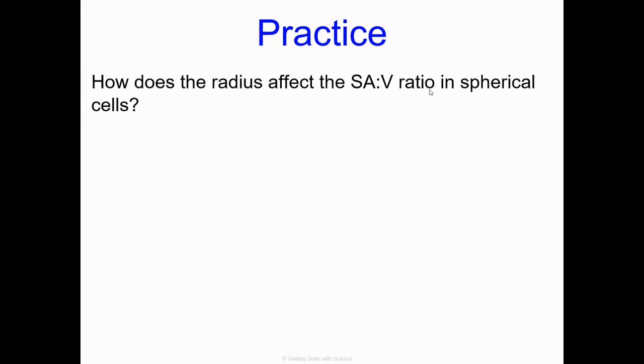All right, let's look at another one. This one I'm actually just going to walk through with you so you can see how the formula works. For spherical cells, it's pretty easy. So unless you're asked to show your work, you can determine very quickly which cell would be best at exchanging material through the plasma membrane.